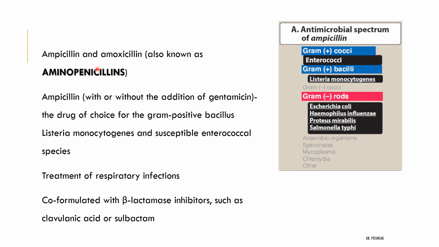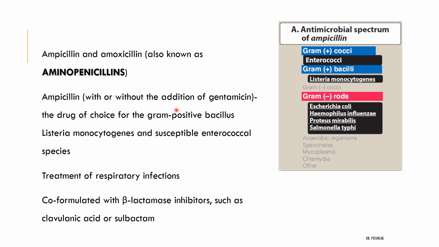Next one is ampicillin or amoxicillin, which are aminopenicillins. Okay, these are very important aminopenicillins which have activity against enterococci as well as bacilli such as Listeria monocytogenes, as well as some gram-negative rods such as E. coli or Haemophilus influenzae or Proteus mirabilis or Salmonella typhi. So they have a lot of activity and they are very commonly used.